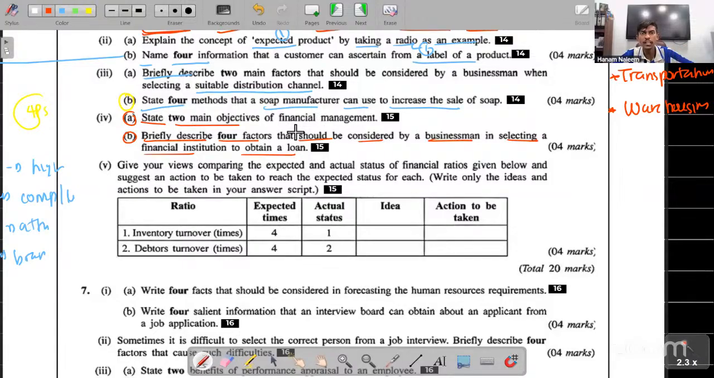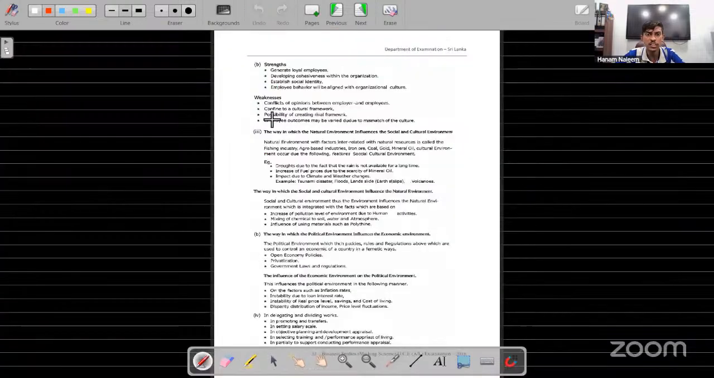Okay, when you obtain money or a loan from a financial company, maybe it can be a bank or a finance company, what are the factors you have to consider? You have to give a small explanation. They expect you to write four. So we'll see what factors you would consider.